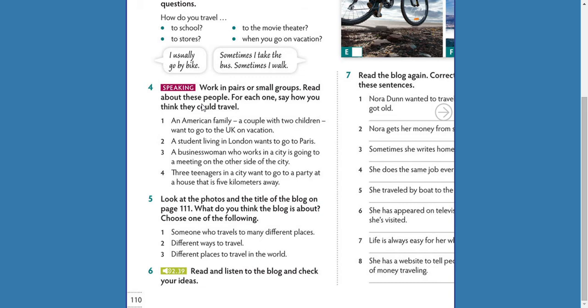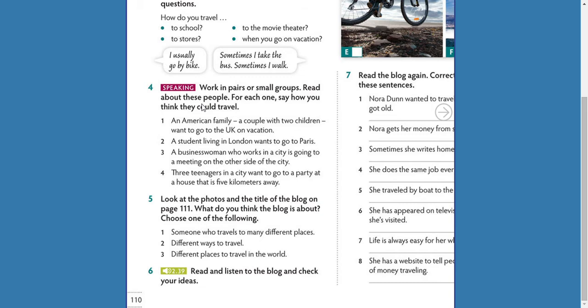Number 3, a businesswoman who works in a city is going to a meeting on the other side of the city. For example, this businesswoman is in San Vicente and she wants to go to a meeting in Nuevo Imperial. It's an example, no? How do you think she's going to travel?